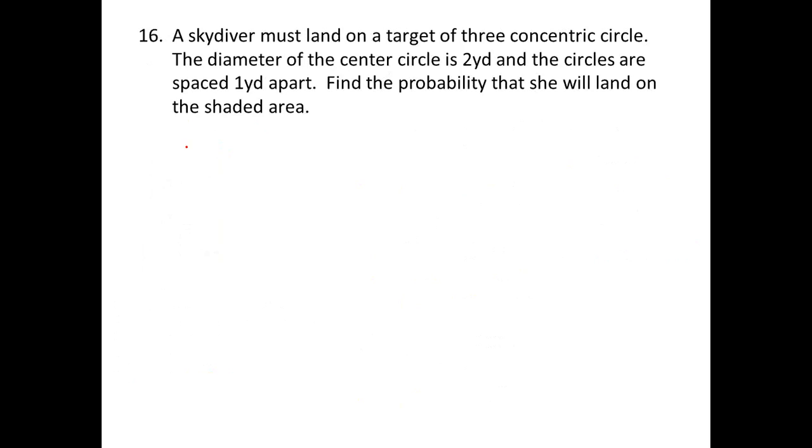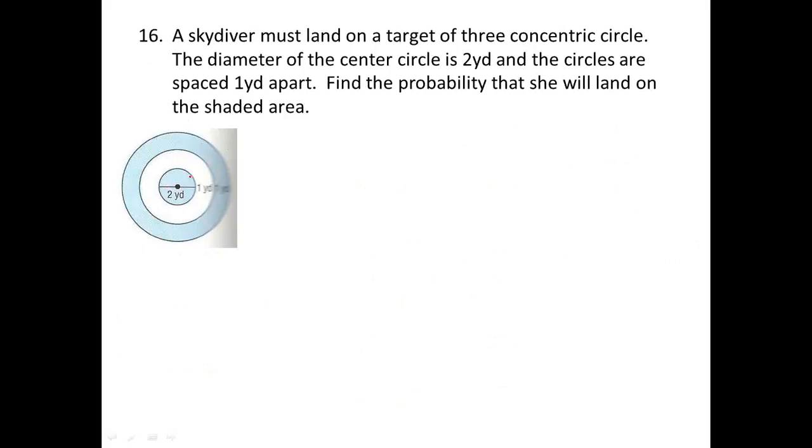This next one is probably one you think of a lot more with this. What's the probability? In this case, a skydiver must land on a target with 3 concentric circles. The diameter of the center circle is 2 yards. The circles are spaced 1 yard apart. Find the probability she will land on the shaded area. So it looks something like this.